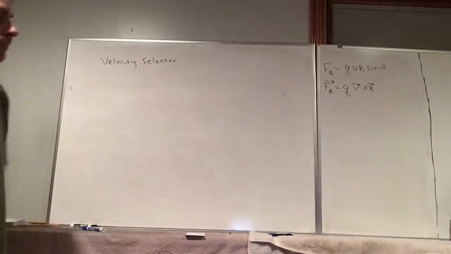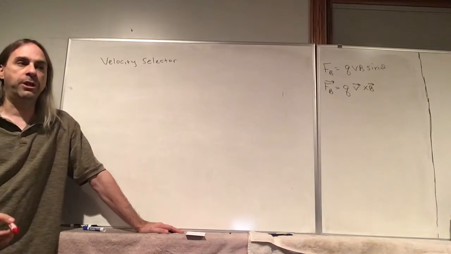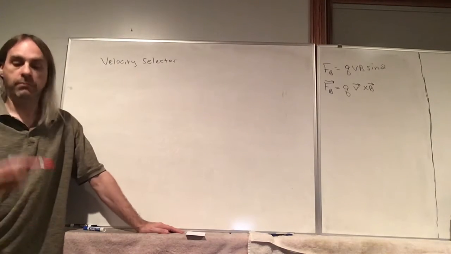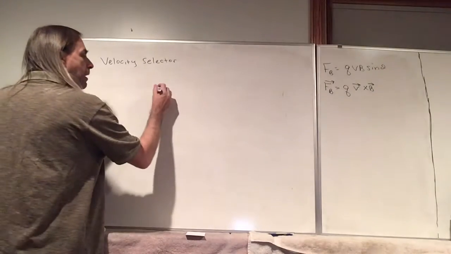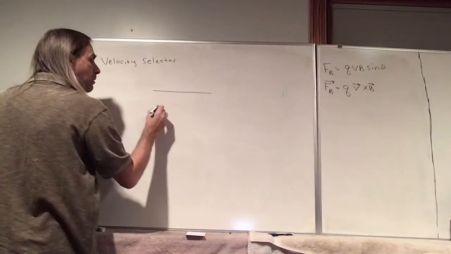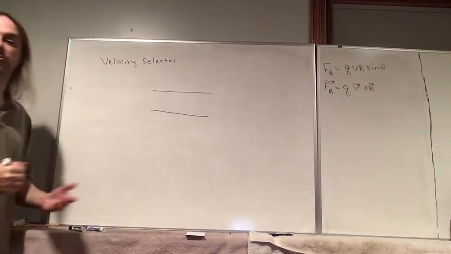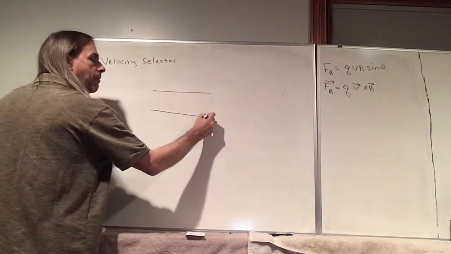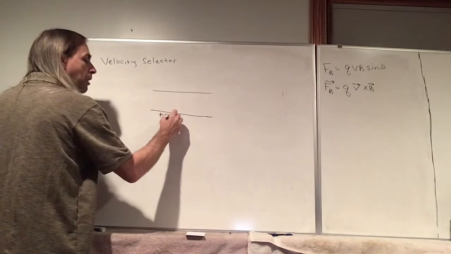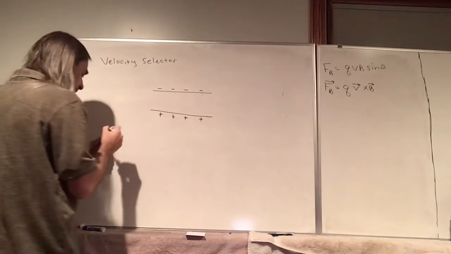Hello, class. Okay, we're going to talk about an important application of magnetic fields. So we're going to start out, let's say we have a capacitor here. So there will be an electric field between the plates of the capacitor. Let's say we give the bottom plate a positive charge. The upper plate then has a negative charge.